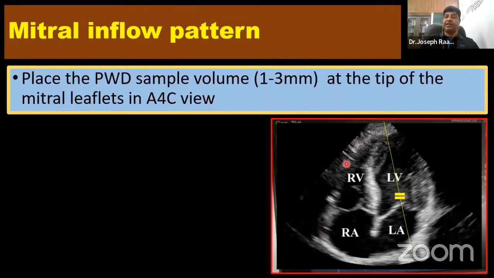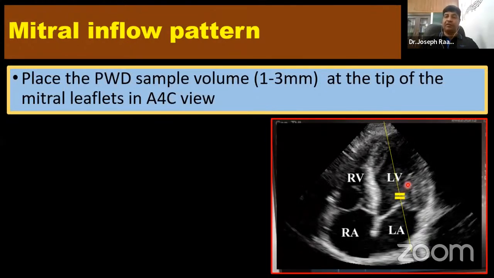By this time, you know what this view is. It's an apical 4-chamber view. This is the mitral valve, and this is the LV. If it is possible to analyze the velocity of the mitral inflow, that is, from the LA once the mitral valve opens and blood enters the LV, then, because diastolic function is the interplay between the pressure changes in the LV and LA during diastole, we will be able to know about the diastolic function of the left ventricle. That is our concept.